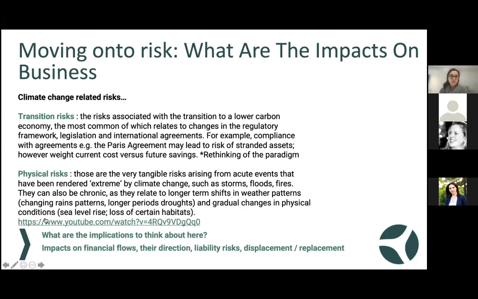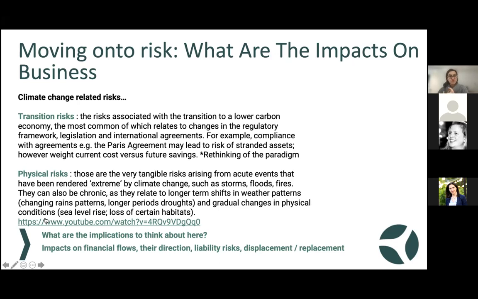To give you an example, if you are producing coal, you may very soon find yourself in a situation where you might not be able to sell coal. So if you have that type of investment, it will soon become stranded assets. So there is a risk associated with that.